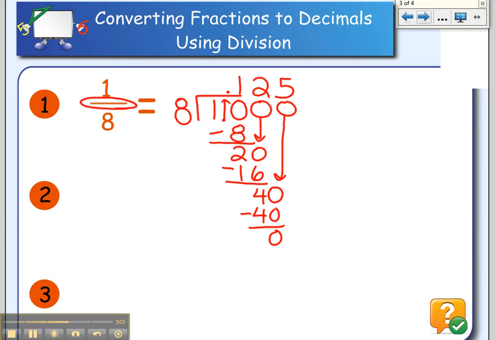Now let's say that this problem was 3 and 1/8. What I would do with that is I'd pretend like I just had the 1/8 and I would do my division like I just did. And at the end, I would have to add 3 to that. So I would get 3.125. This is how I convert fractions to decimals and decimals to fractions.